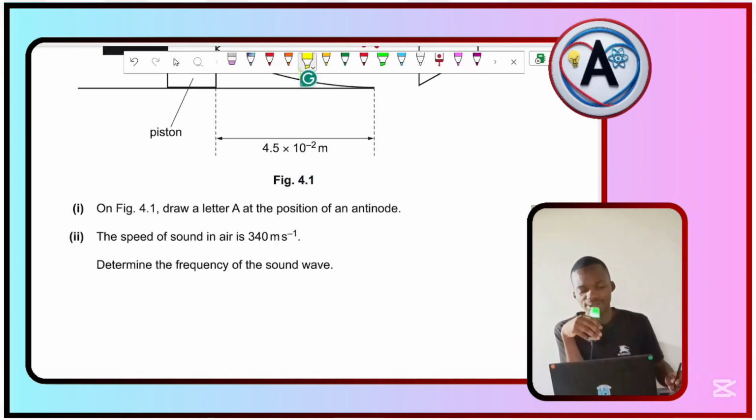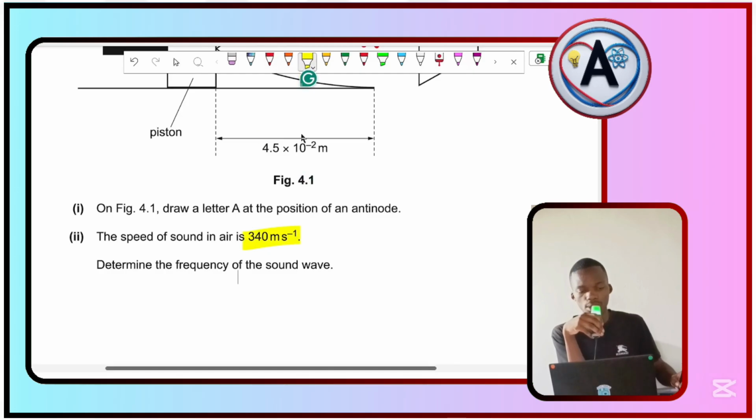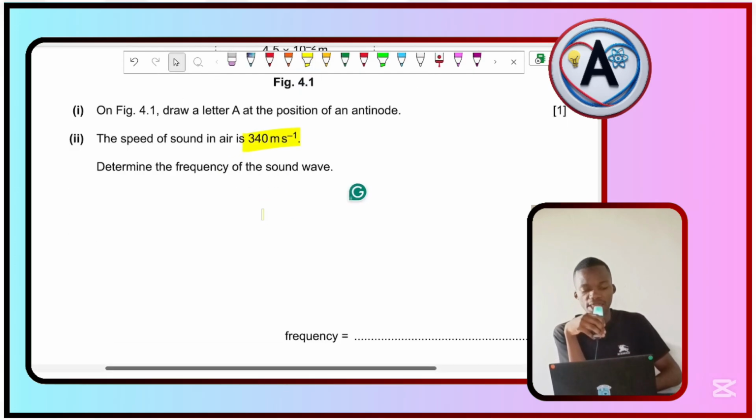The speed of the sound in air is 340. Determine the frequency of the sound wave. Okay.